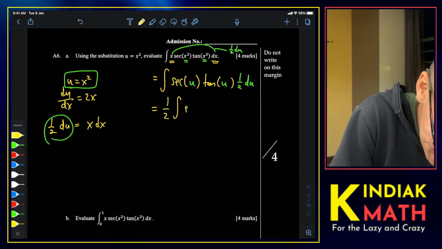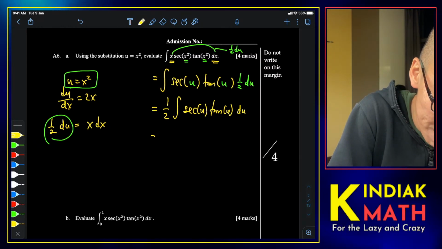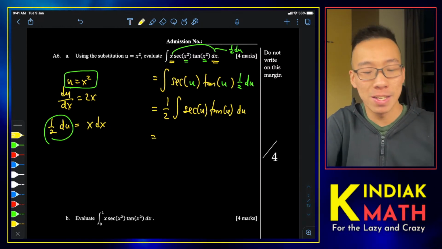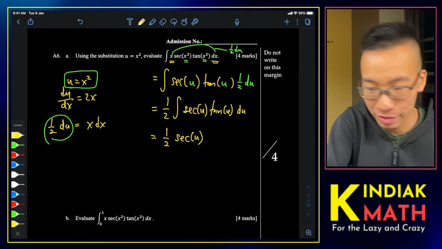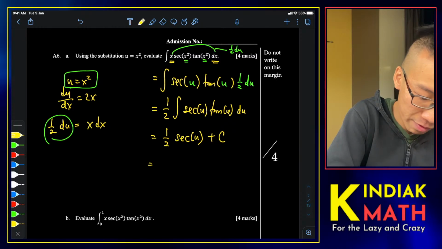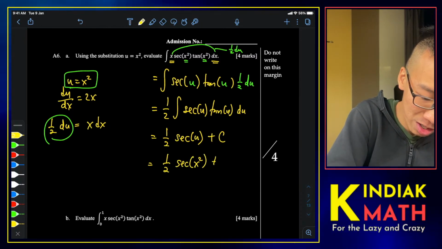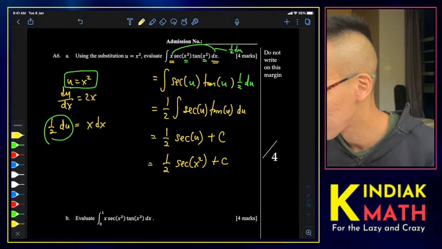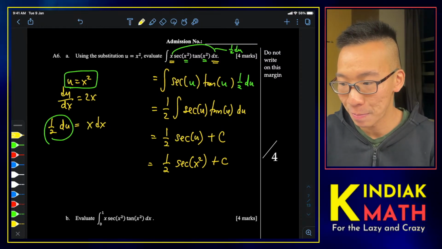We're gonna integrate secant of u, tangent of u, and I hope that some of you remember that this is precisely the derivative of the secant function. Of course, we need to replace this u with an x squared. Okay, so that's pretty useful stuff there.